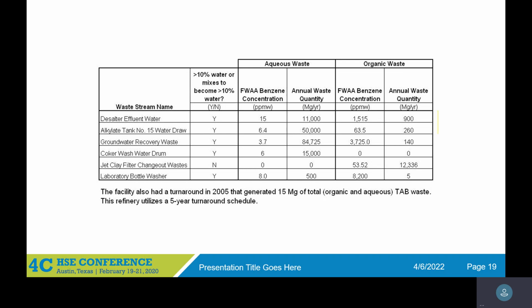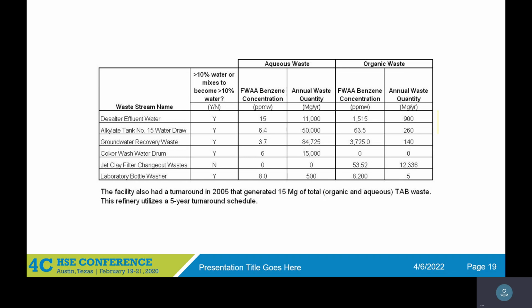Okay, we can do the first one together, and then you can do the rest, okay? So, desalter effluent water is greater than 10% water, so does it go or not go in my TAB? Yes, right? It's greater than 10% water, that's all the TAB cares about. Greater than 10% water, or it will eventually be greater than. So you have to calculate the water plus the organic, right? For that one waste stream to get a number for that stream.